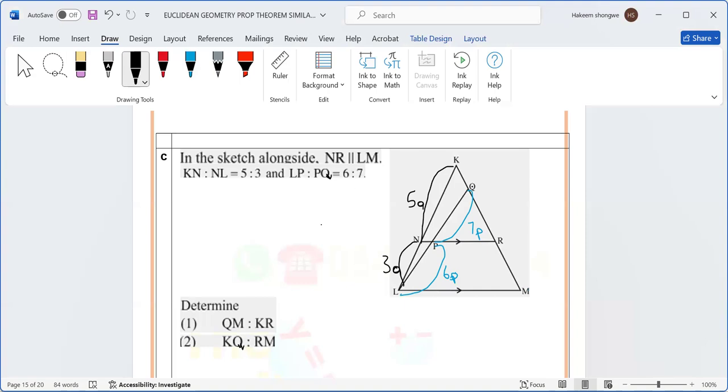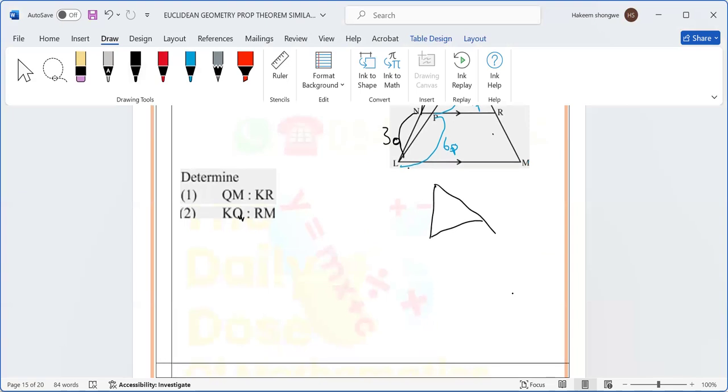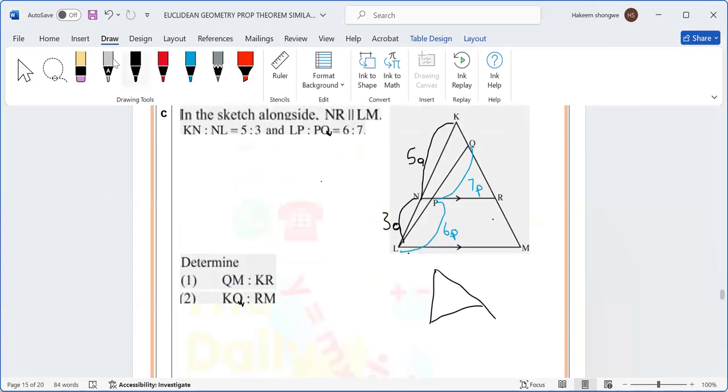We have triangle QLM. Okay, let's take it out, that one. I think it's important. We do have triangle QLM. My drawing is getting worse by the day, but it's maybe the way I'm sitting.